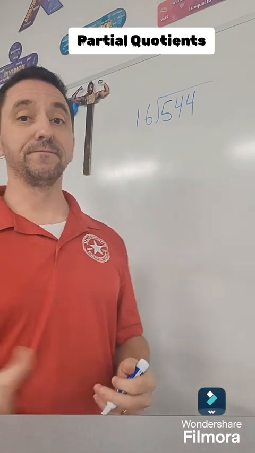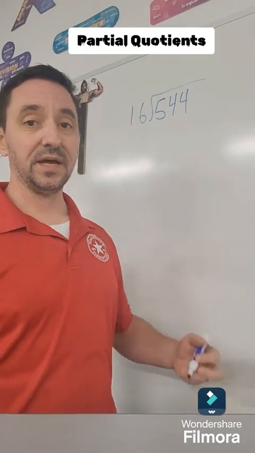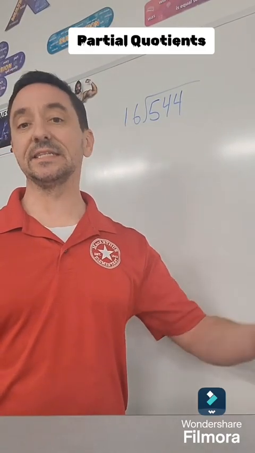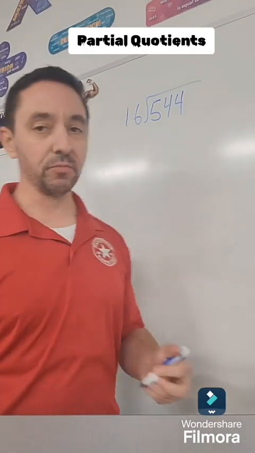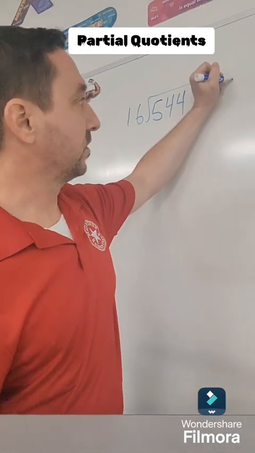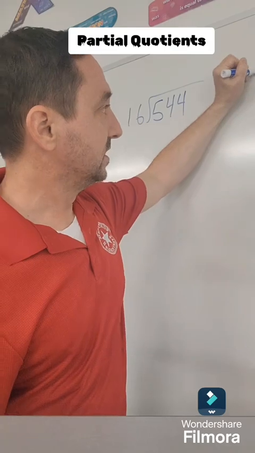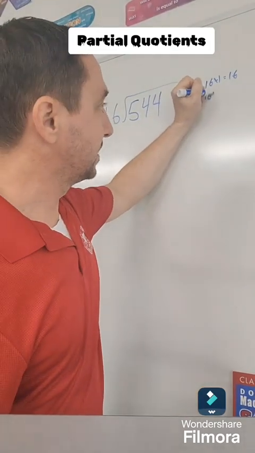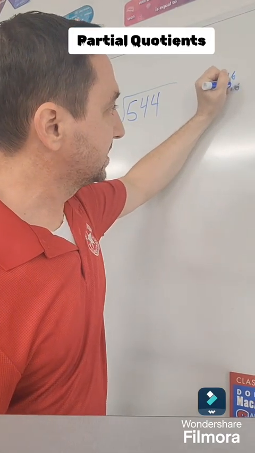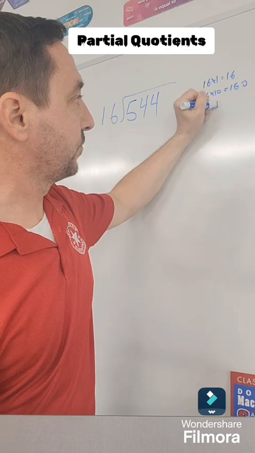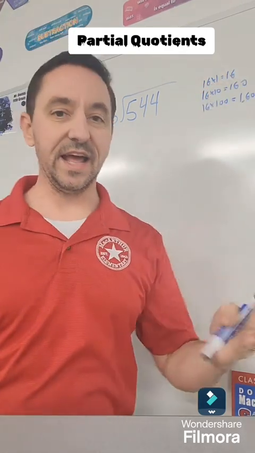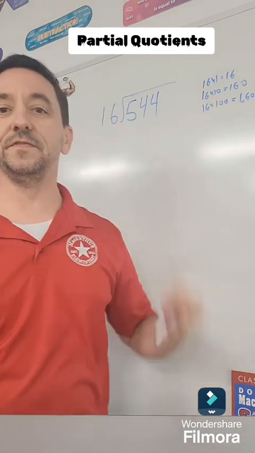So how do I do that? First, I make myself a couple little notes. I'm going to figure out what 16 times 1, 16 times 10, and 16 times 100 is, just because I have a number in the hundreds. So I'll say 16 times 1 is 16. And again, just keep my notes on the side here. 16 times 10 is 160. And 16 times 100 is 1,600. And I have my kids keep it there just as a little note, as visual reference, so they know what we're working with.